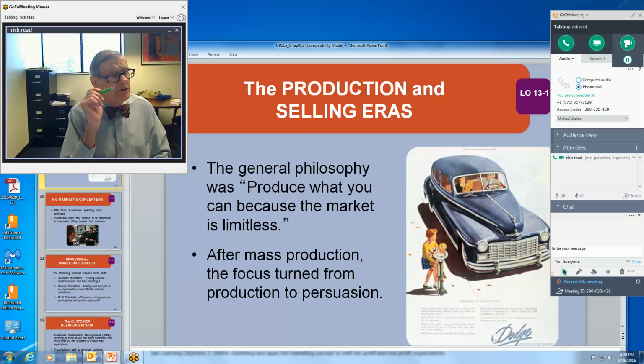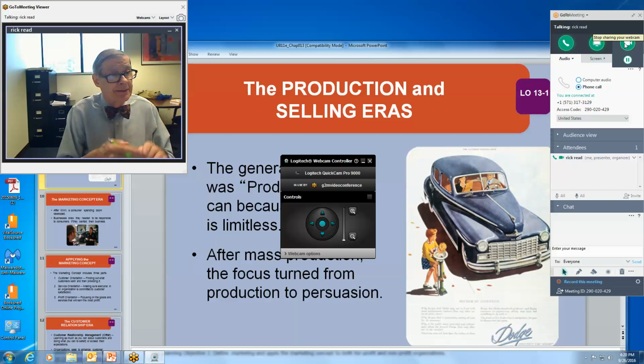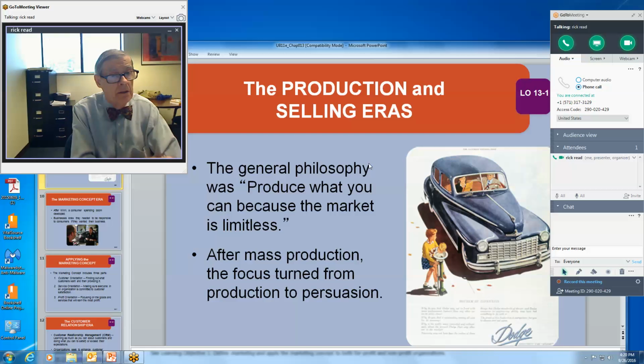It is, as bullet number 1 says, produce all that you can because there is no limit to the market. And of course, we know that's not true today. It wasn't true in those days either, but that was the idea. And so most of the things in those days came from mass production. And then we had to take that mass production, and we really had to persuade people to buy.